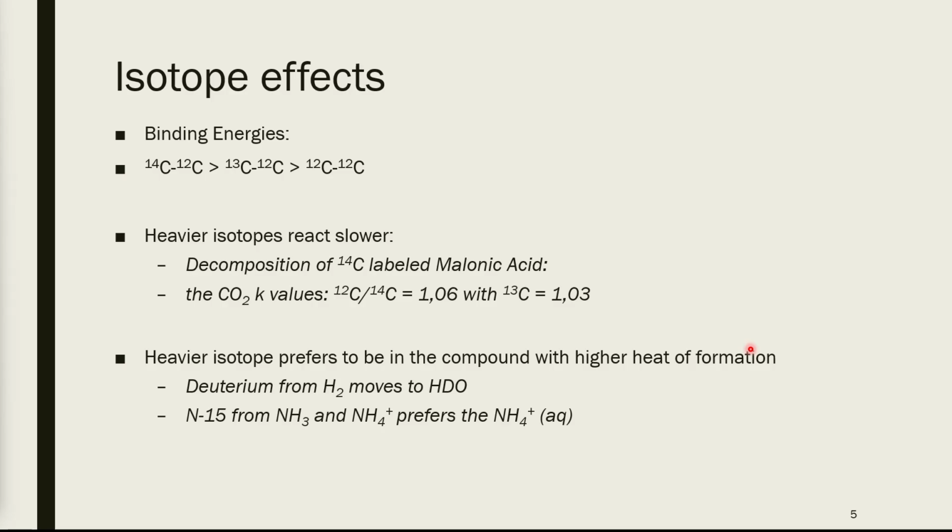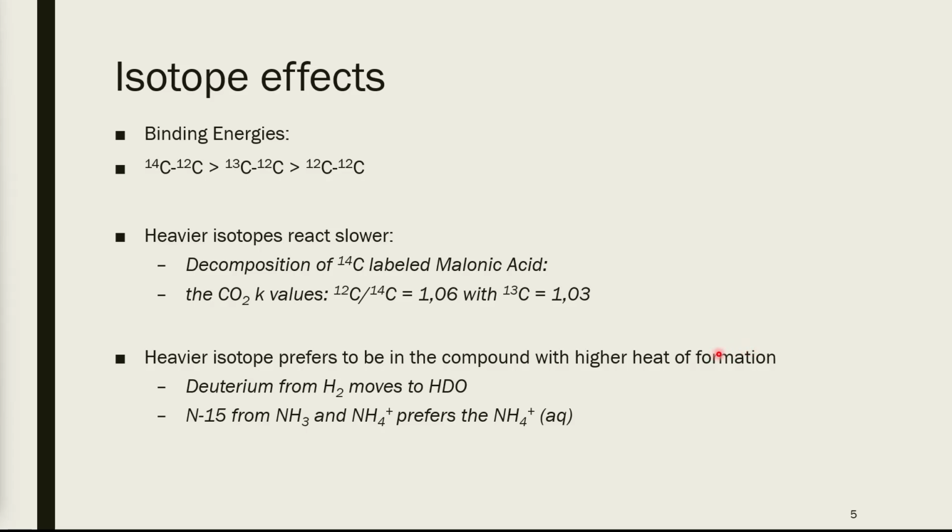This is also the same case for nitrogen 15. So if you have an equilibrium of ammonia and the ammonium ion, the N15 isotope would prefer to stay in the ammonium ion as this is the compound with higher heat of formation.